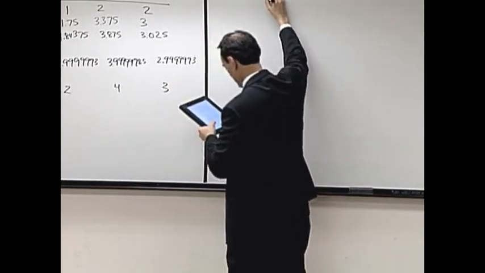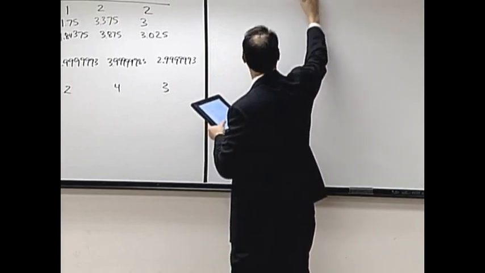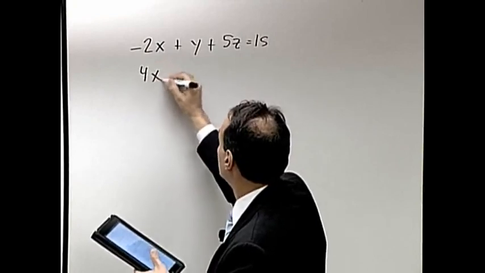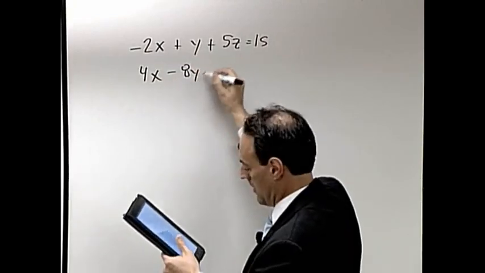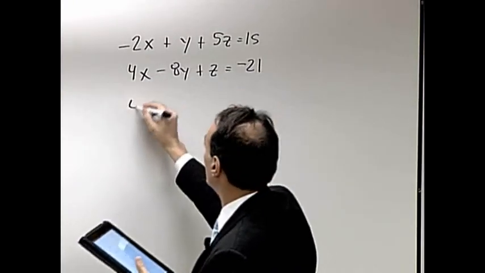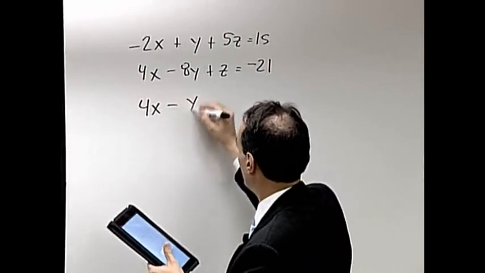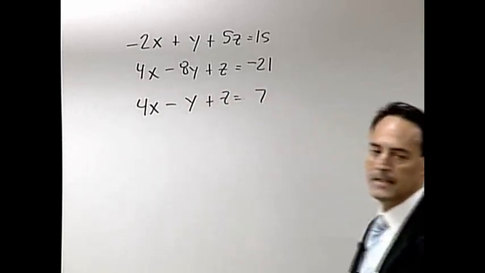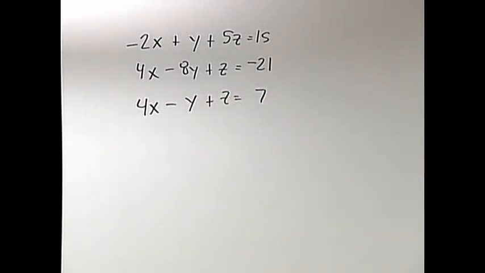Negative 2x plus y plus 5z equals 15. 4x minus 8y plus z is equal to minus 21. 4x minus y plus z. Whoa! It's the same set of equations, except I flipped the first and last row, right? If you look at what I had there, I just flipped rows.